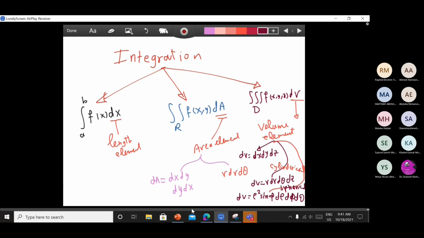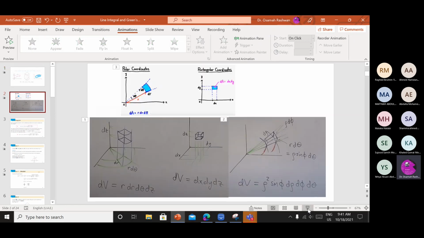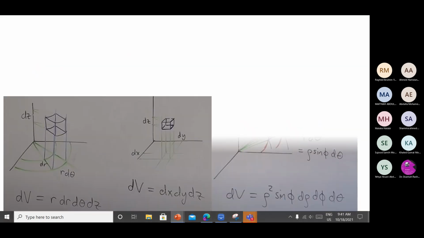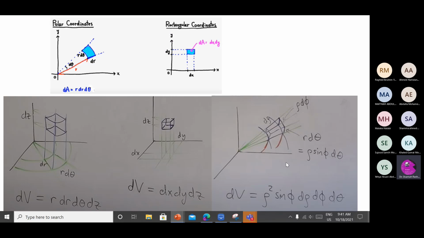I just give you a shape of this one. This is a volume element in cylindrical coordinate, and in Cartesian coordinate, and in spherical coordinate, and the area element in rectangular coordinate or Cartesian coordinate, dx dy, and in polar coordinate, r dr d theta. This is the area element and the volume element. Fine.